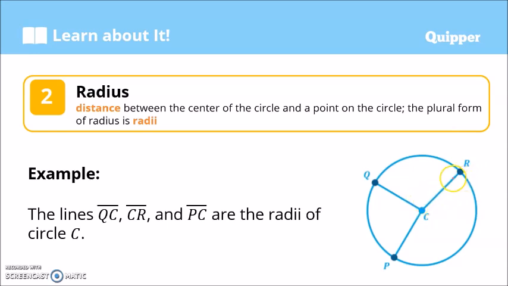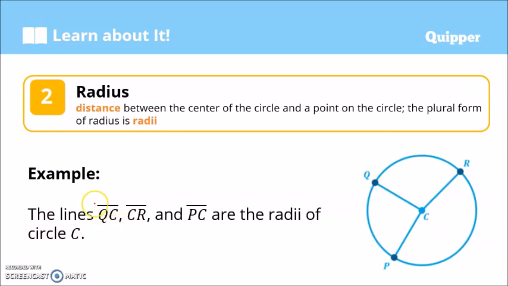So, we have three specified radii here. We have the line segment QC, the line segment CR or RC, and the line segment PC, or CP, pwede. They are the radii of circle C. So, these are line segments. Hindi sila linya. Hindi sila line. So, again, this should be line segments.